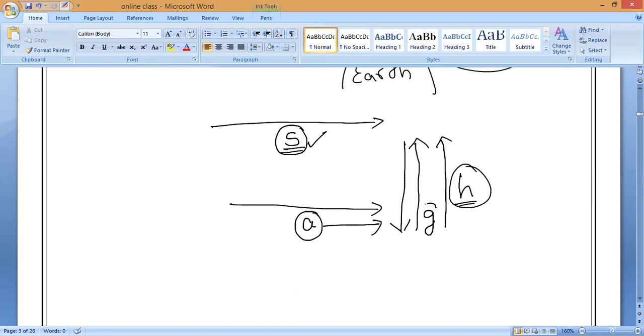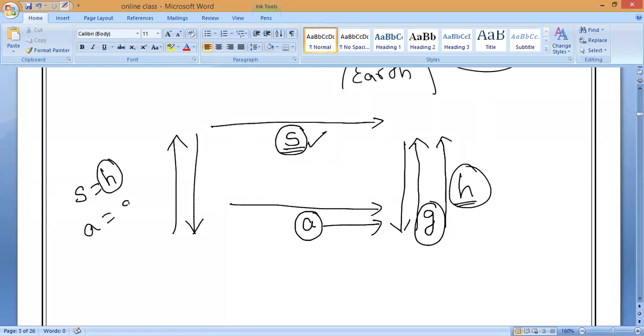Acceleration is represented with what, guys? Gravity, G. So when a body is thrown upward or falling downward, distance will become height, and acceleration will become G, acceleration due to gravity. That is what you have to remember.